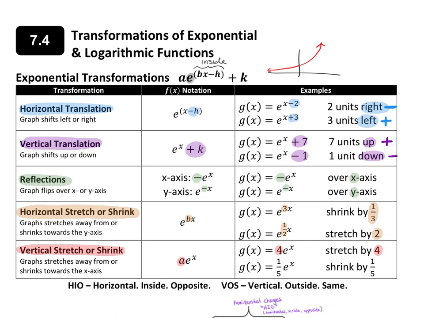We didn't flip this number because it's from the outside. The only number we have to flip is the inside numbers. And again, if you have 1/5, that's called a shrink by 1/5. We don't have to flip the numbers. My fraction numbers are shrinks. My large numbers that are bigger than 1 are stretches.